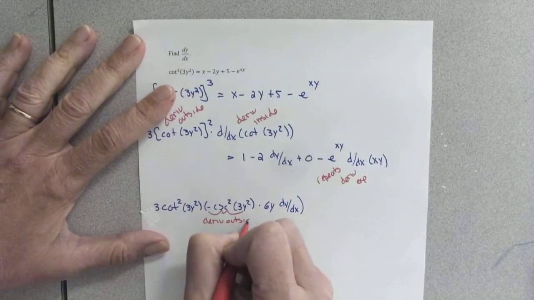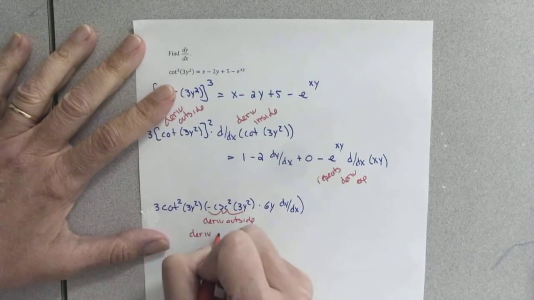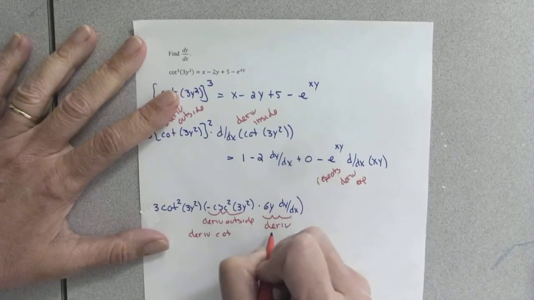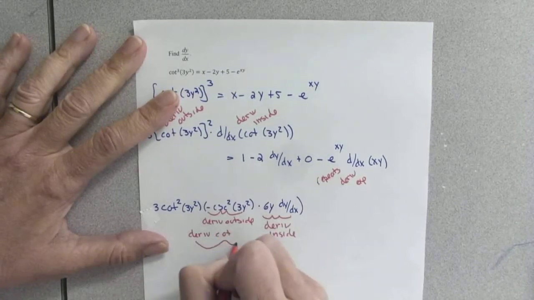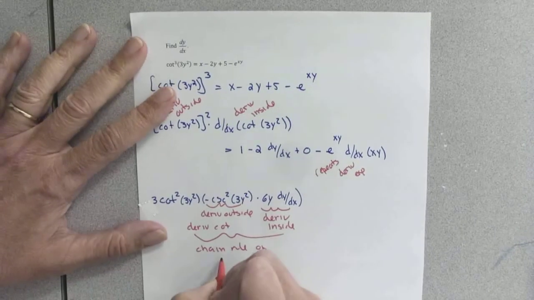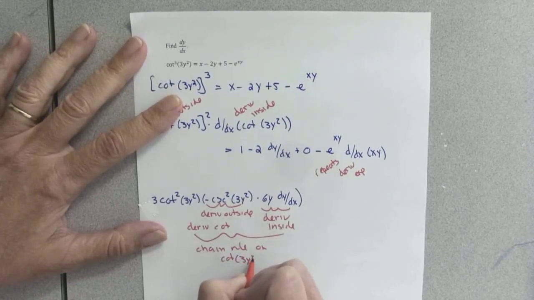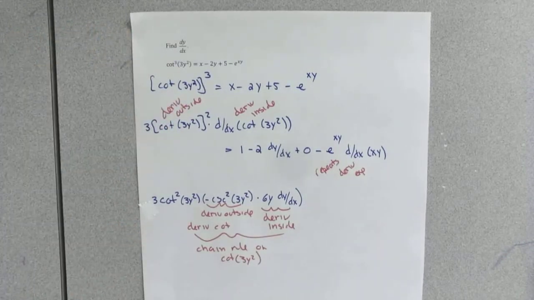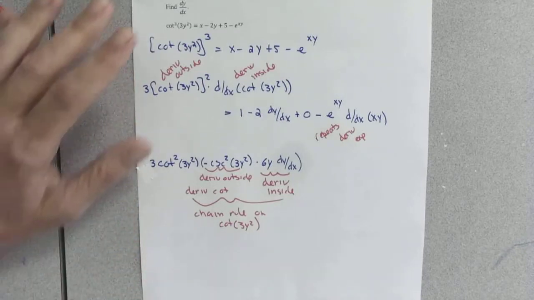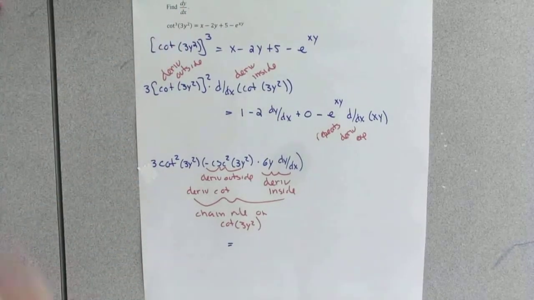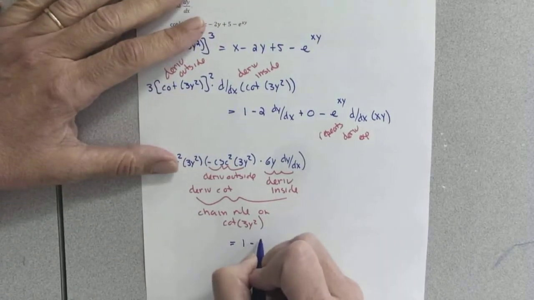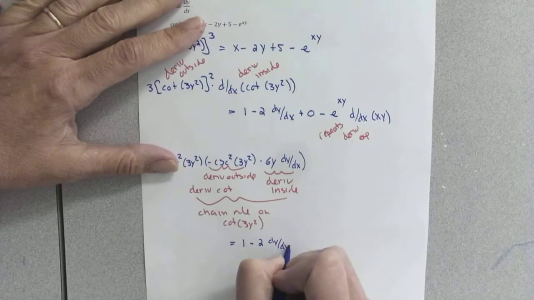So this was another chain rule. Derivative outside, derivative cotangent, derivative inside. But all of this was the chain rule on cotangent of 3y squared. And let's drop down because we're not going to have room. Instead of trying to cram it all together, drop down. So we still have that 1. We still have minus that 2 dy dx.